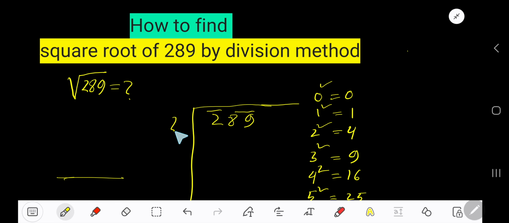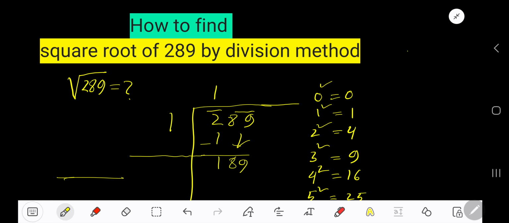Okay, now you have to consider here a number whose square will be equal to 2 or near to 2. If you take here 2, then 2 square equal to 4, which is greater. So if you take here 1, then 1 square will be 1. So if you take here 1, that 1 must come here. So 1 times 1, 1. Subtract 1. Bring down the next digit.